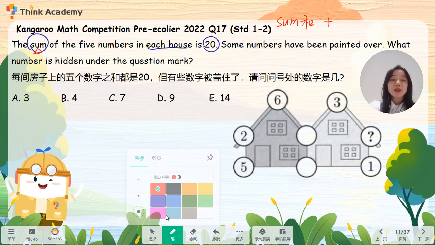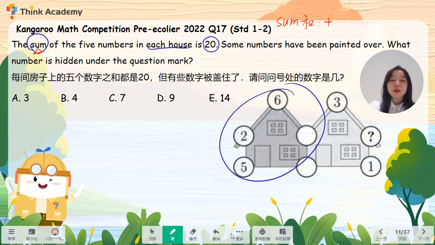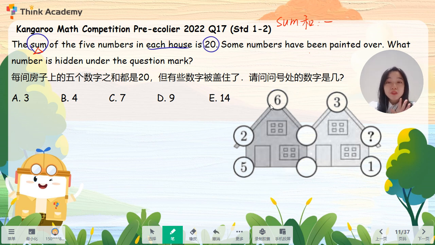So here you can see on the left house, the dark gray one, we have 5 numbers in this little house. And second, when we add them together, we should get 20. But 2 numbers are missing. That's okay. If they are missing, we can use shapes to represent them. So first, on the left, we have 3 numbers and 2 symbols that add up to 20. This is the first condition we have.